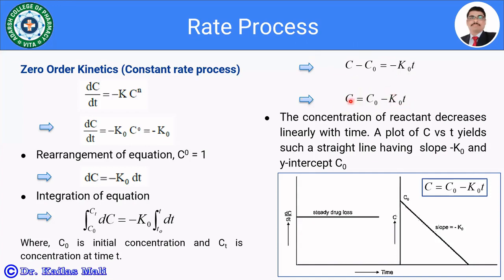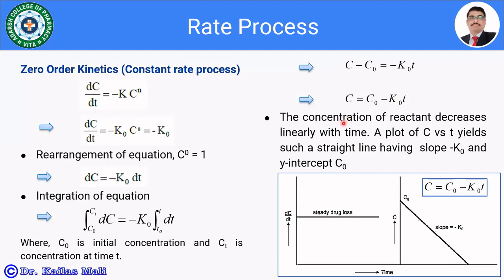When we plot the graph of C versus T, we get a straight line with a slope of minus K0. So by using the slope value directly, it is possible to get the value of the zero order rate constant K0. By observing all these equations for the zero order process, there is no involvement of any exponential or logarithmic convergence, isn't it? That is the main feature of the equations involved in zero order kinetics, or the constant rate process.